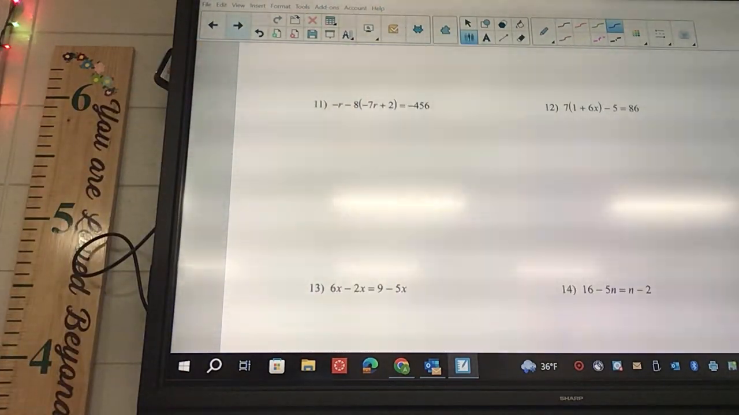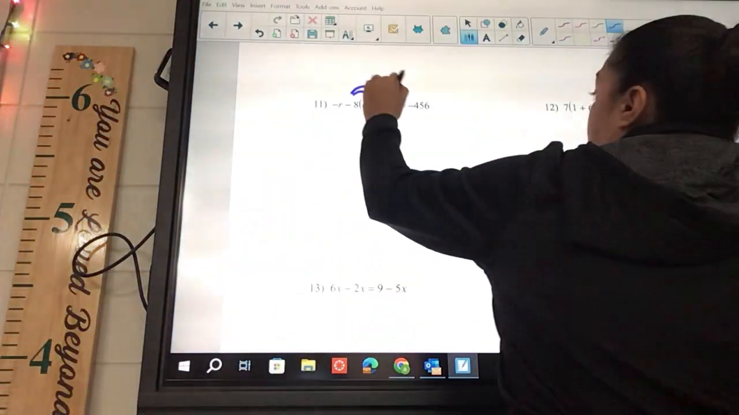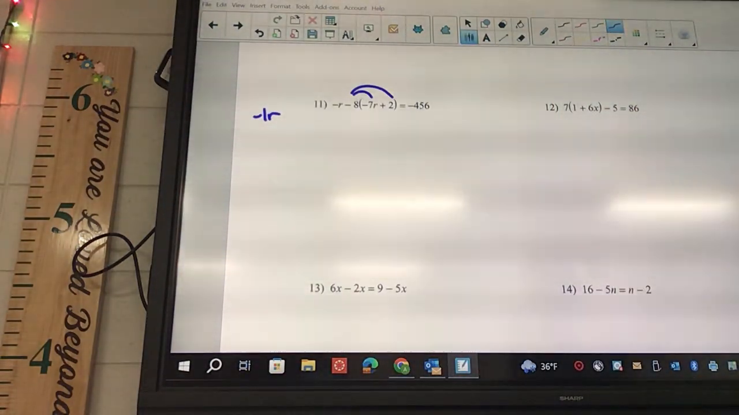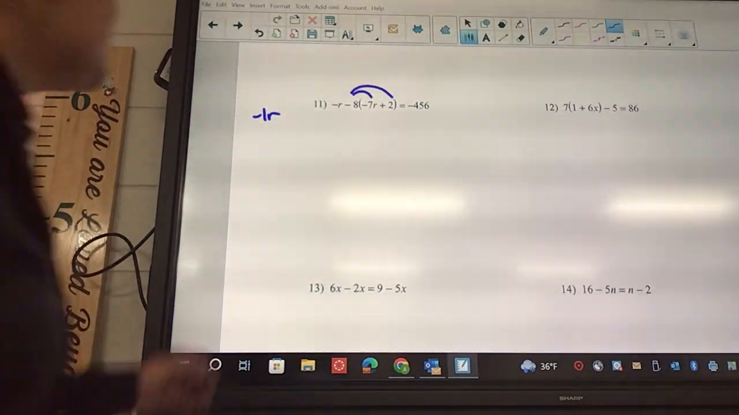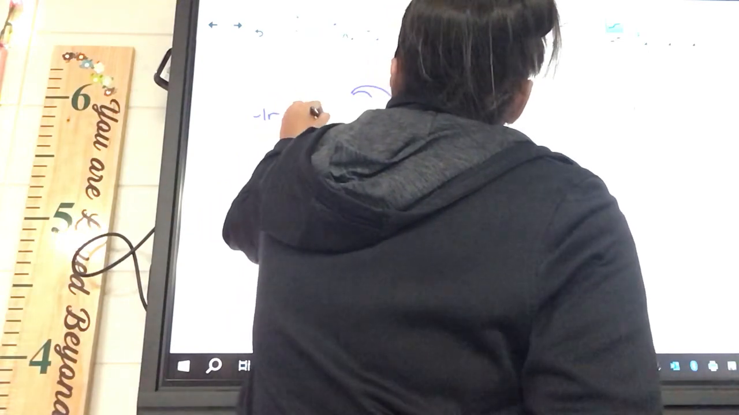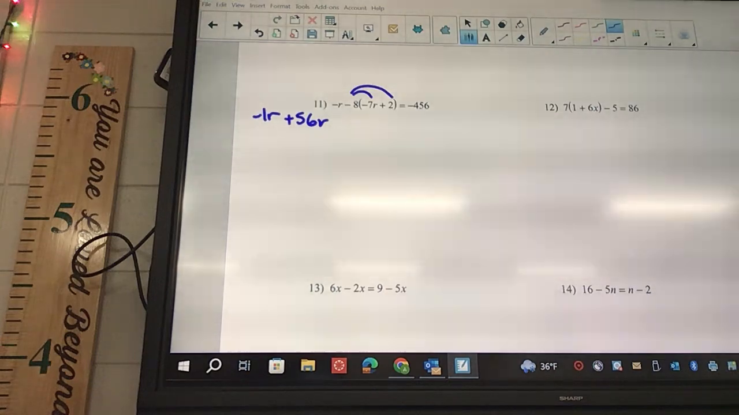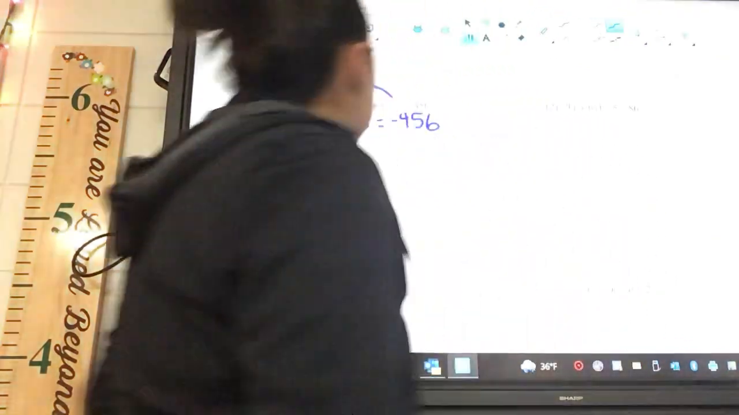Okay, 11. What needs done first? The parentheses always need done first. Okay. So I'm going to have, and I'm going to put a -1r. Okay, what is -8 times -7? Let's go. 56. So I got plus 56r, -8 times 2, -16 equals -456.